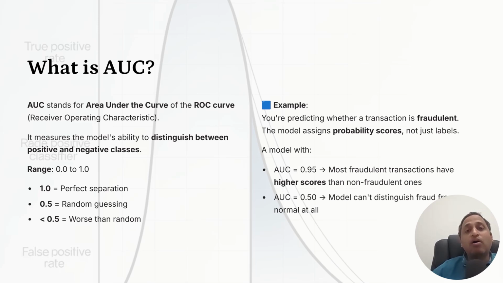It looks at all possible classification cutoffs and says, on average, how well can this model rank a random positive higher than a random negative. So for example, in credit scoring, AUC shows how confidently your model can prioritize risky customers. In healthcare, AUC shows whether the sick patients are ranked above healthy ones in probability. So while precision and recall depend on a specific threshold, AUC is more holistic, especially useful during model selection.